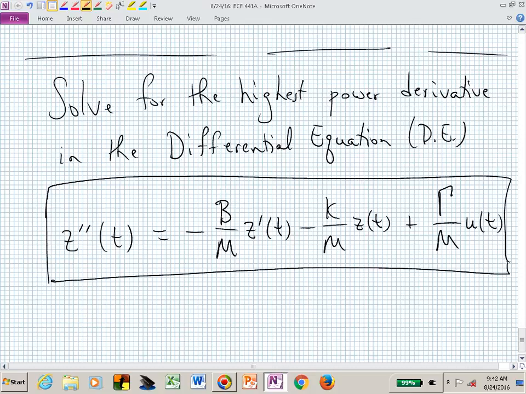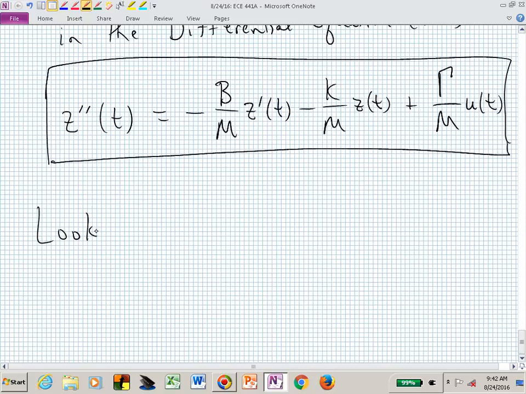To find a state space representation, I actually want to rewrite this into a system of first order differential equations. I want a bunch of variables that I just differentiate once and set those equal to a linear combination of all of those state variables and my inputs. In this particular case, since I have a second order, I'm looking for two first order differential equations that will be coupled, meaning they have terms that are shared between them.